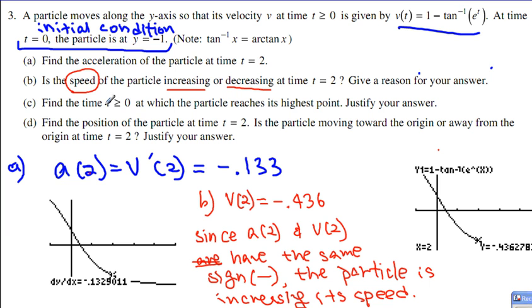Now, number C, find the time t greater than 0 at which the particle reaches its highest point. Highest point basically means farthest above the values. How can we get the highest point? Let us look into this one. Highest point basically means maximum y value. For the maximum y value, we have to get the, let's go down.